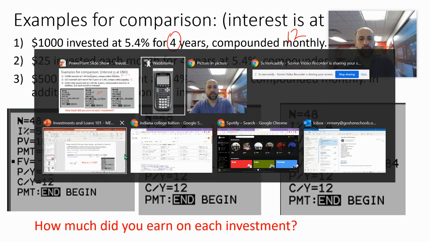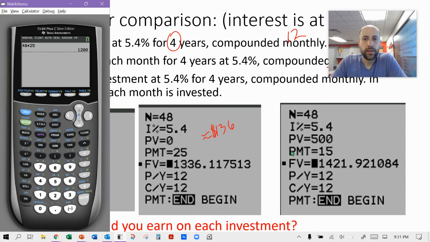So about $136 in interest. For that last one, let's start with, we had $500 initially invested, and then for the 48 months, every month we put in another $15. So of our own money, we put in $1,220.